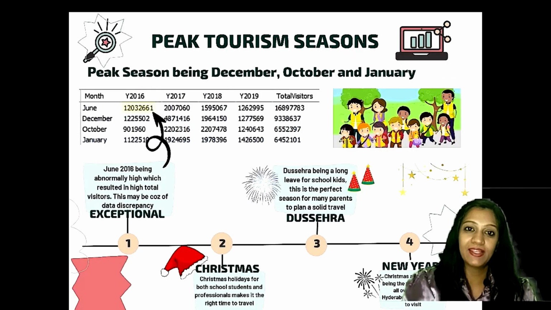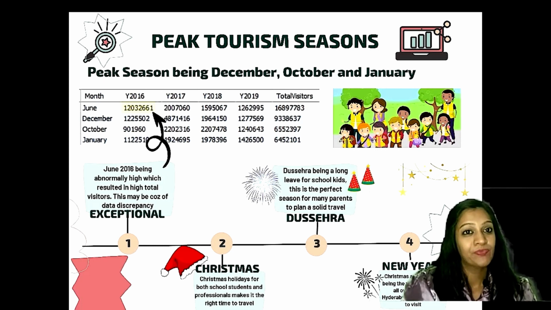The reason why I consider June as well is the exceptionally high domestic visitors during 2016 in the month of June. This is exceptionally high, and it could be a discrepancy in the data, or the tourists were actually that high during that particular month in that year. Consider this as one of the peak seasons, but it may not be a peak season because this is exceptional data that we have here.